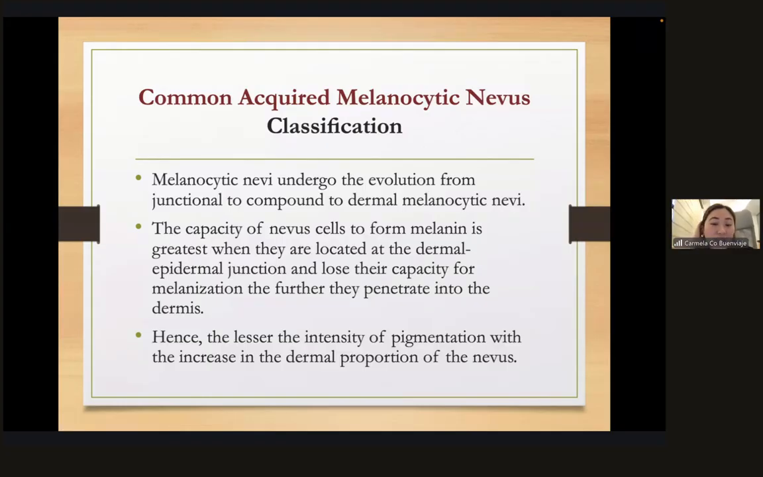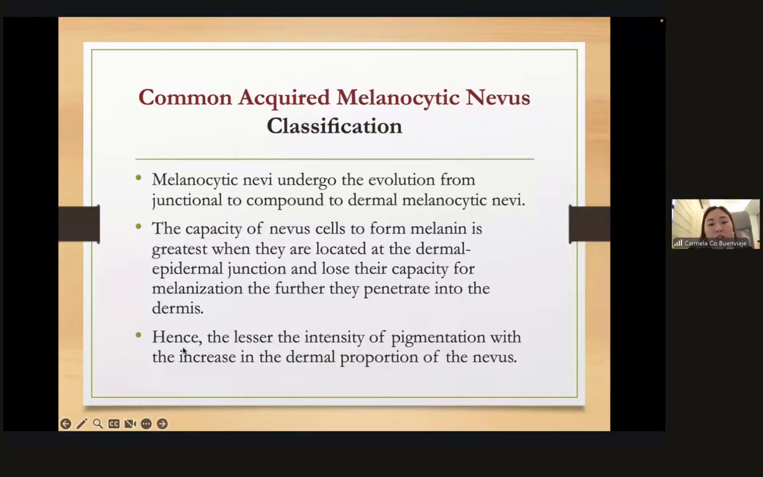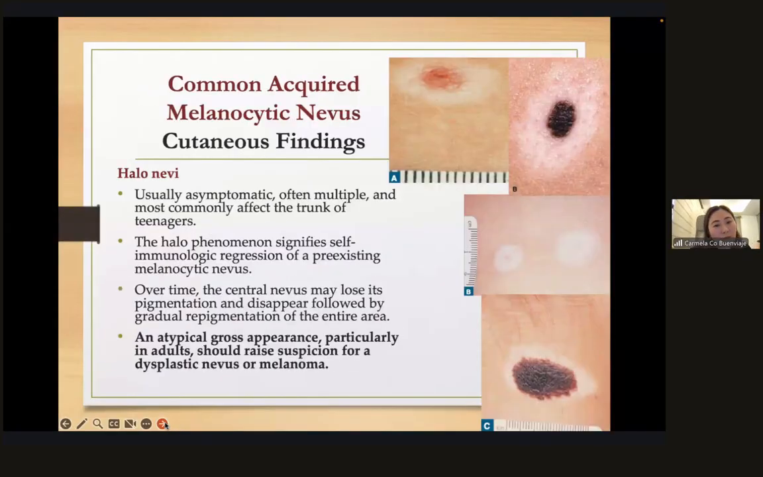So when they are still junctional nevi, they lose their capacity for melanization the further they penetrate into the dermis. That's why dermal melanocytic nevi are usually without pigment or with light pigment left. Hence the lesser intensity of pigmentation with increase in the dermal proportion of the nevus. Okay, so what are halo nevi?